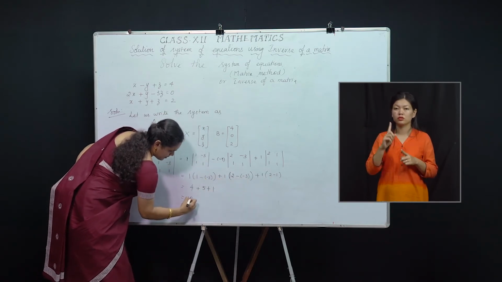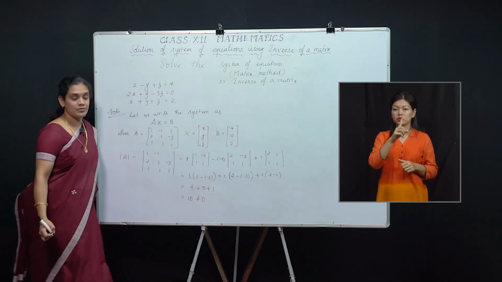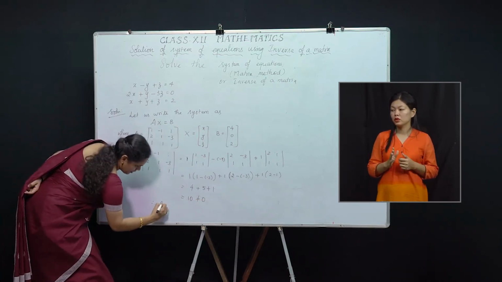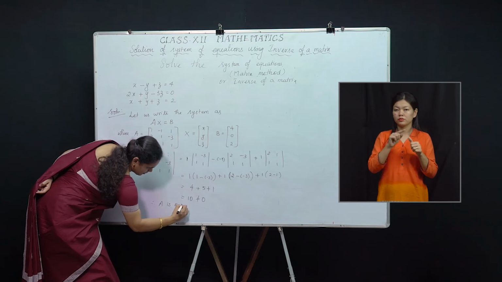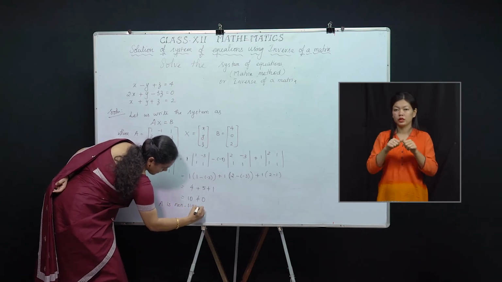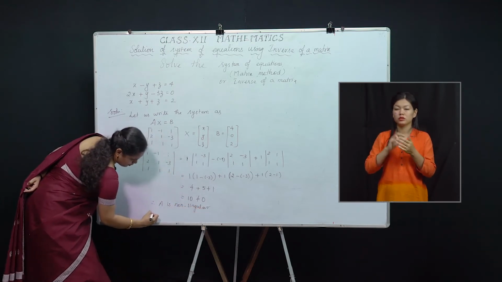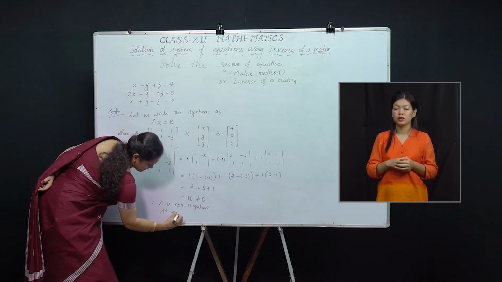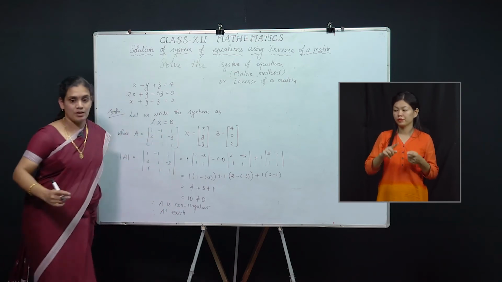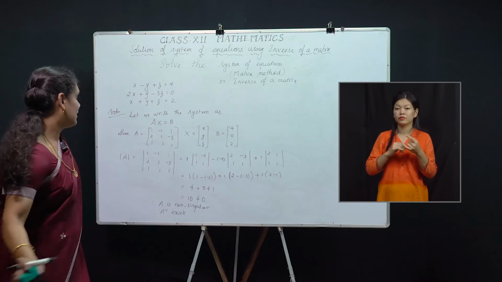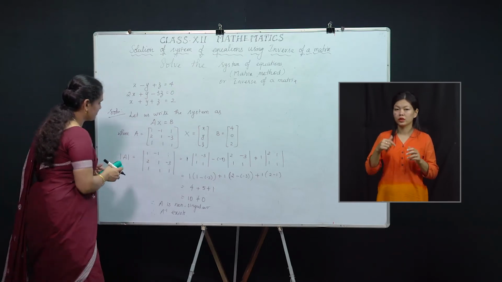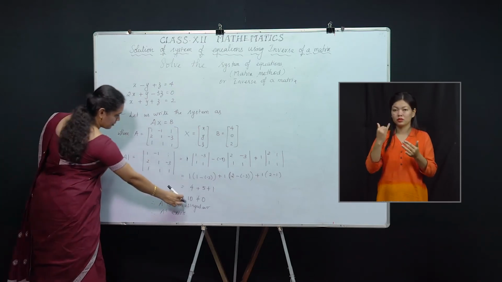So, this is 10. It is not equal to 0. Therefore, A is non-singular. Therefore, A inverse exists, right. Okay. Then let us find the adjoint matrix. Remember this value 10.